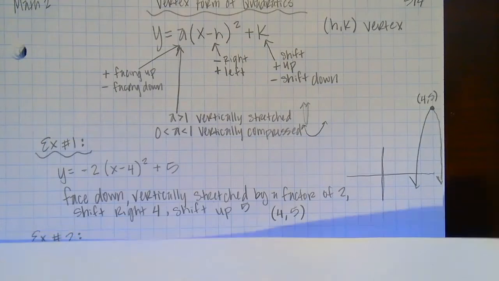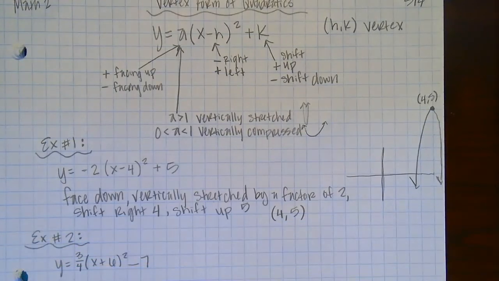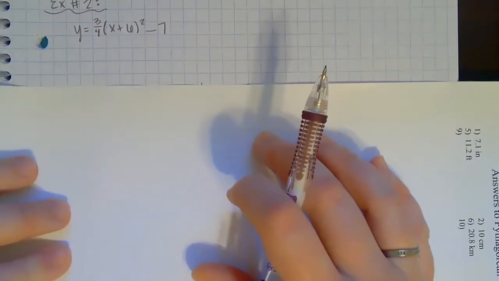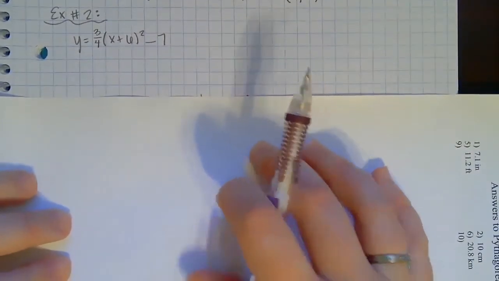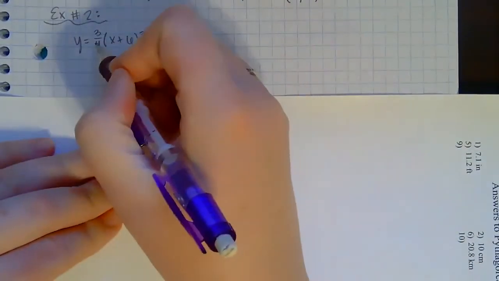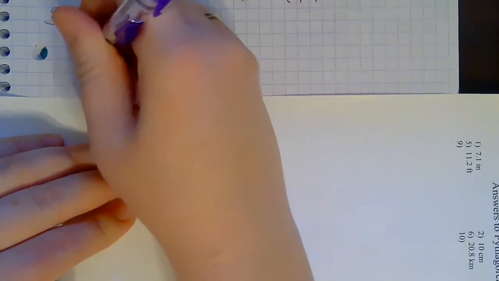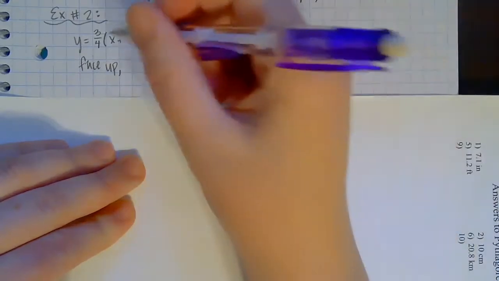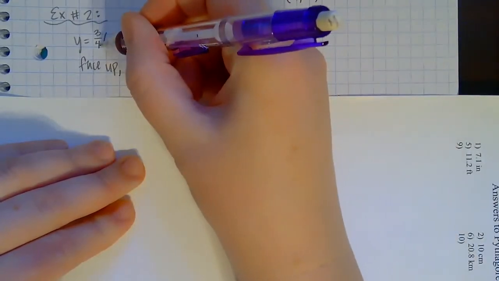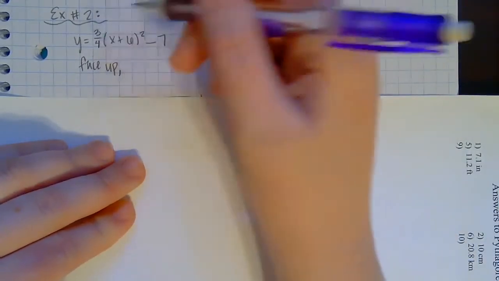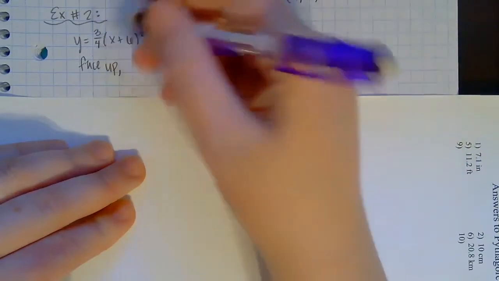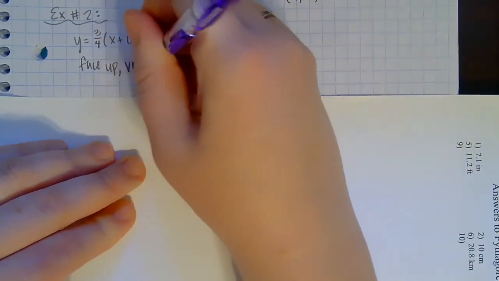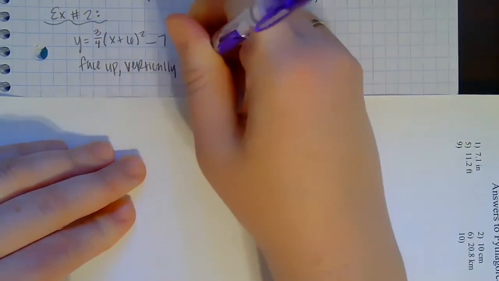All right, so let's look at a second example here. Same exact thing, okay? So, second example. Notice here that in front, the A value is positive. So that means that it's going to be face up because it's positive. Notice 3/4, that's a number in between 0 and 1. So that's going to compress it because it's making the y smaller. So it's vertically compressed.